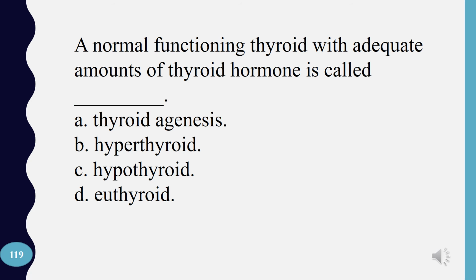A normal functioning thyroid with adequate amounts of thyroid hormone is called what? A. Thyroid agenesis. B. Hyperthyroid. C. Hypothyroid. D. Euthyroid. The answer is D. Euthyroid.